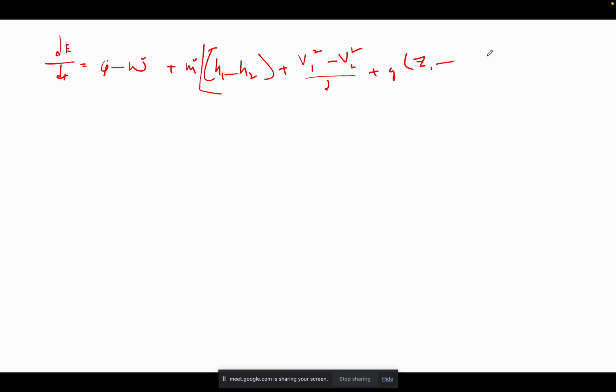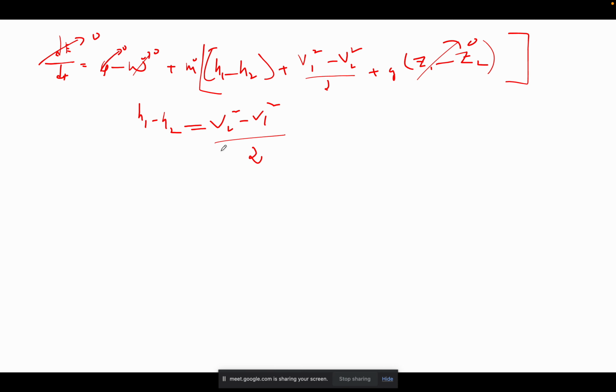So dE by dt is equal to q dot minus w dot plus m dot times h1 minus h2 plus v1 squared minus v2 squared by 2 plus g times z1 minus z2. Okay, neglecting the kinetic and potential energy changes, this one is not there, this one is not there, and also this one is not there. You will get basically h1 minus h2 is equal to v2 squared minus v1 squared by 2.